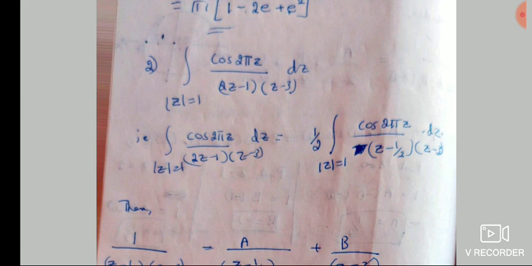Integration along the curve. Here the curve is not given separately. The curve is modulus of z is equal to 1. So what is modulus of z is equal to 1? A circle with center at 0, 0 and of radius 1. The integrand is cos 2 pi z divided by (2z minus 1) into (z minus 3).